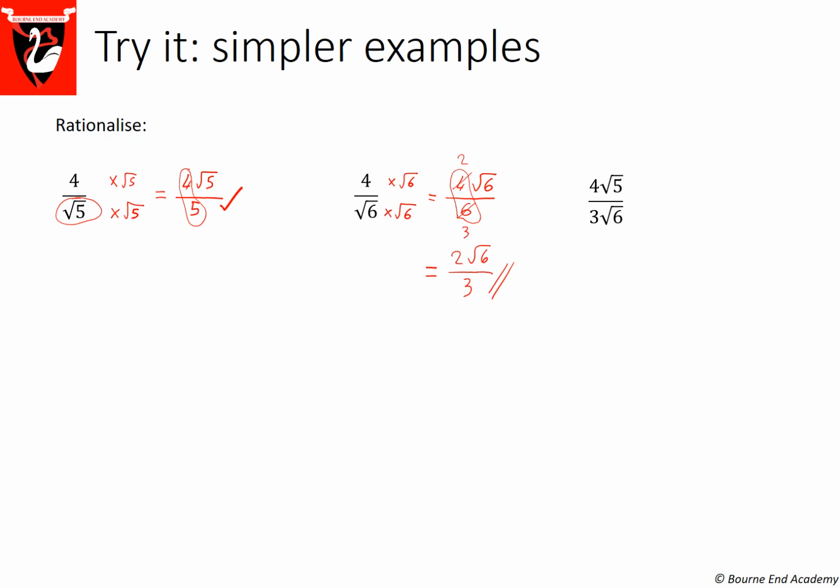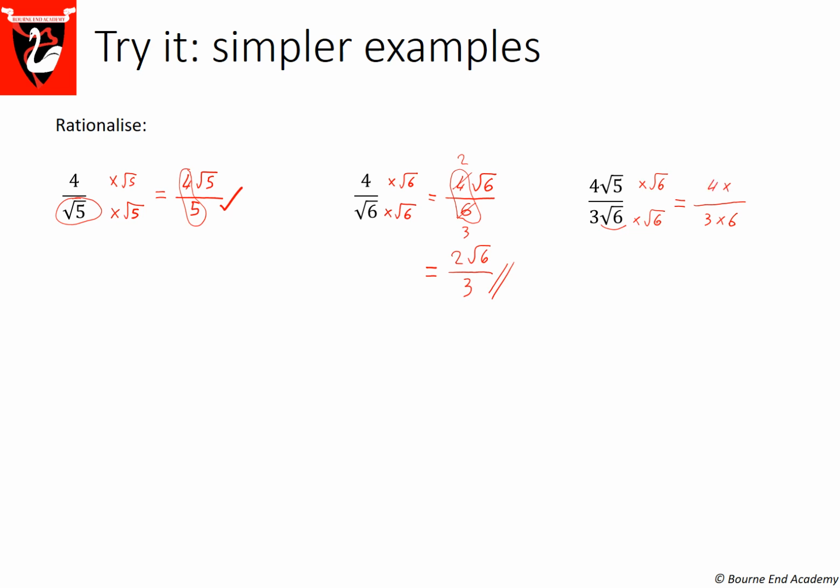Question number 3. Again, we are going to look at the denominator. I have got 3 root 6, so the problem is this root 6. I'm going to multiply the denominator by root 6. If I multiply the denominator by root 6, I need to multiply the numerator by root 6. So what does this give me? Well, at the denominator, I'm now going to have 3 times 6, because root 6 times root 6 is 6.